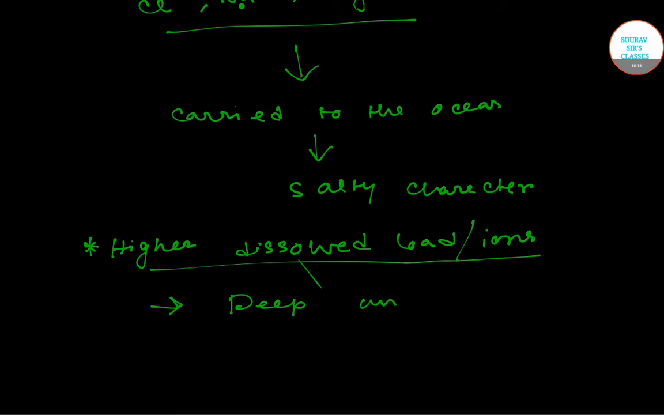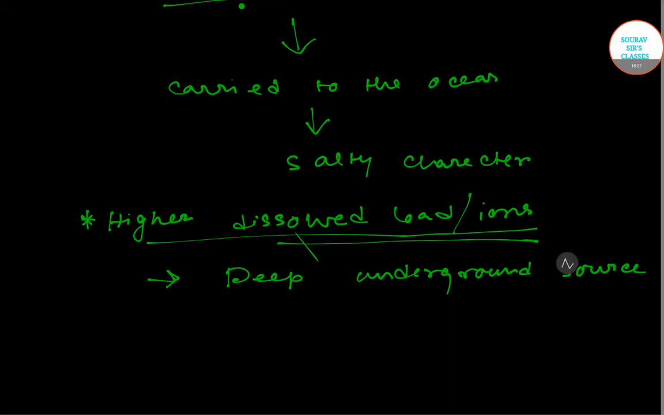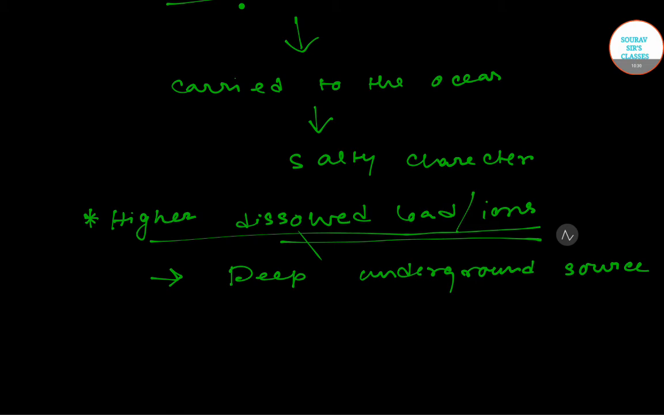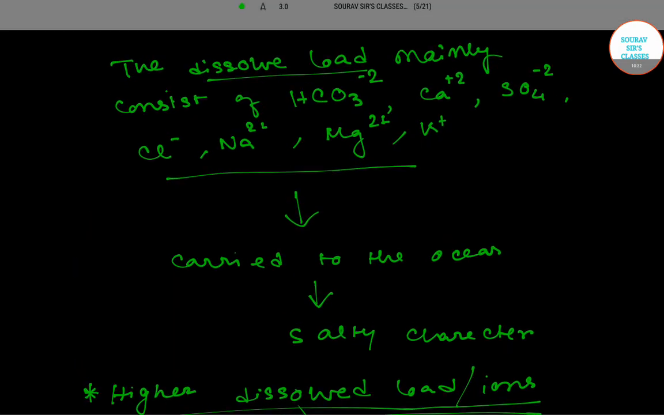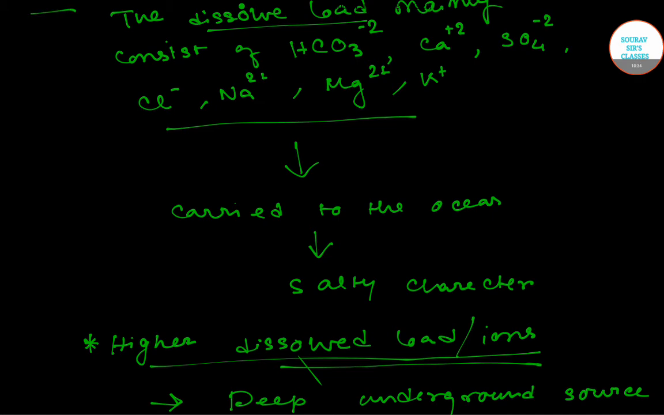Okay. Deep underground. When the source is deep underground, then we can see the higher dissolved ions and the higher dissolved load. That is, this is all about the dissolved load. So let me recapitulate it again. The dissolved load mainly consists of ions, the ions that are dissolved in the water body.